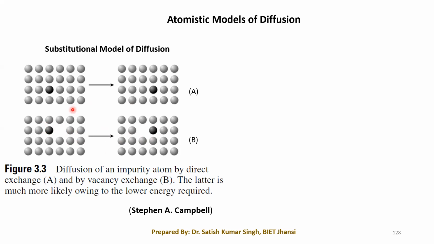So either it can do the movement by having a direct exchange with the host atom, or it can also make the movement by having a vacancy exchange. If we have any vacancy at the nearby places, then these impurities can make a movement by exchanging their position with the vacancies. This way your substitutional impurities can make the movement within the crystal.